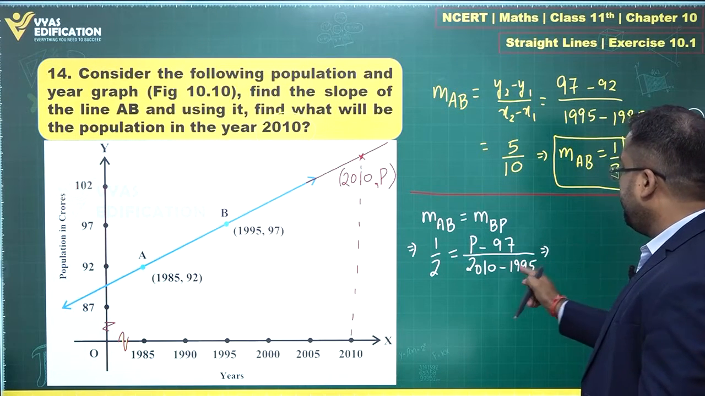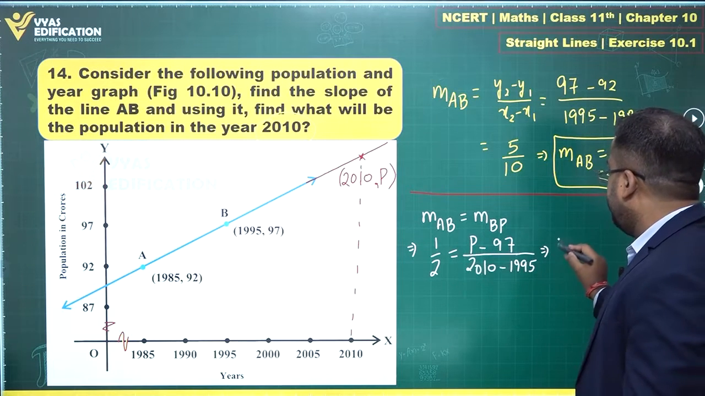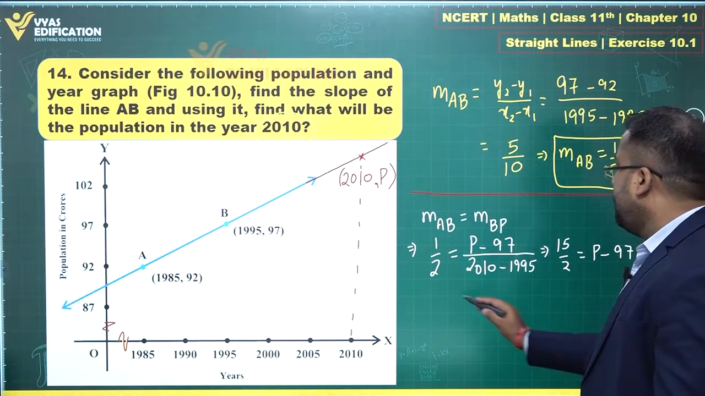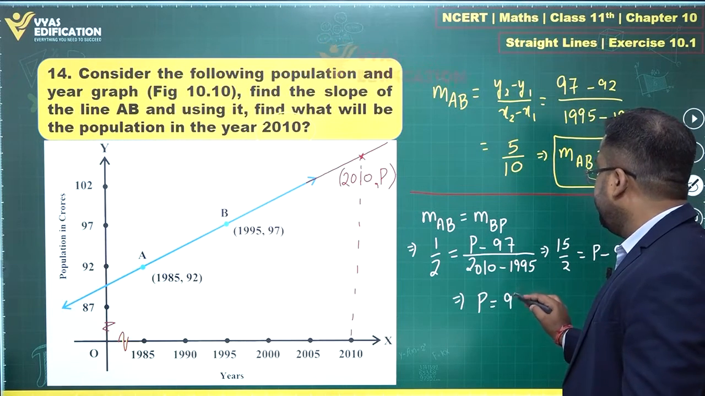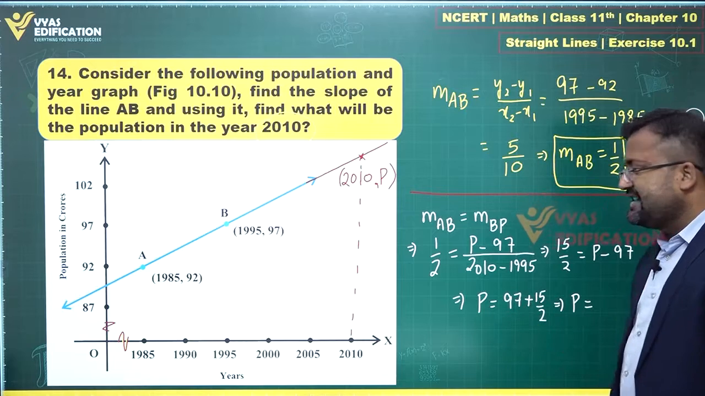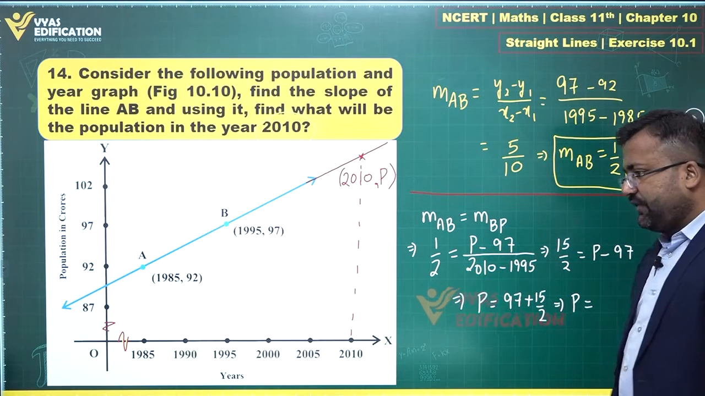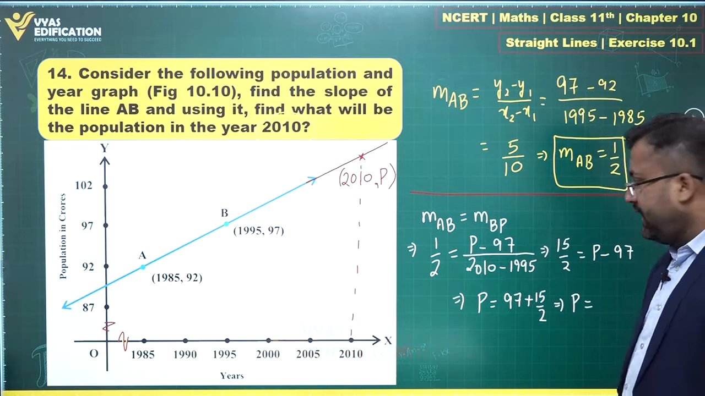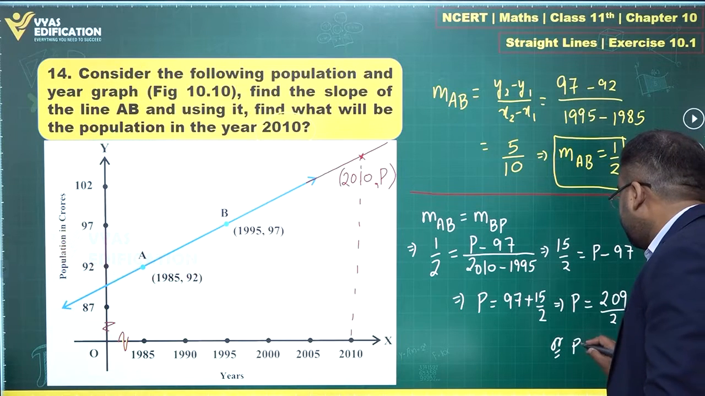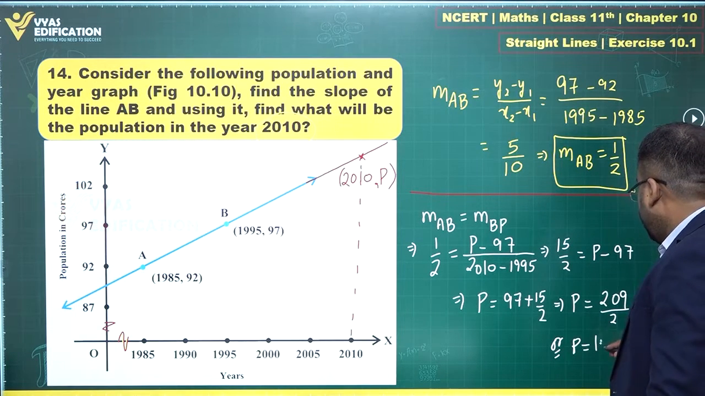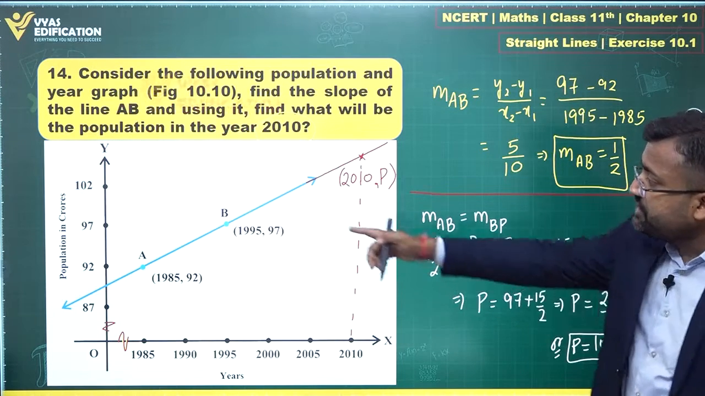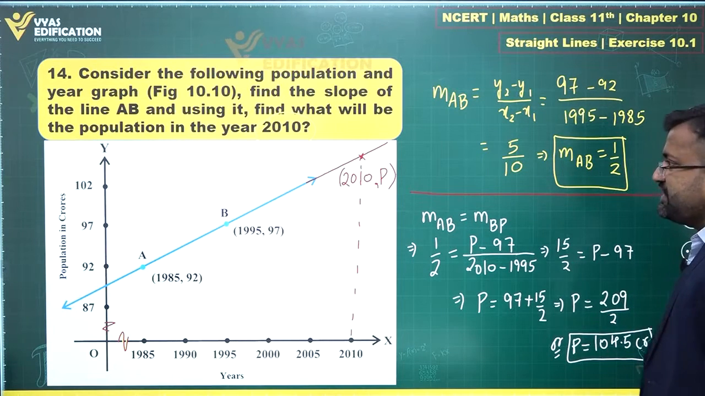And what does that give me? 2010 minus 1995 is 15. 15 comes over here. This is 15 by 2 is equal to P minus 97. And this tells me P is equal to 97 plus 15 by 2, which tells me P is equal to what? 97 times 2 is 194 plus 15 is 209, right? 209 by 2 is what I get, or you can say that P is equal to 104.5 CR. CR is crores, right? Since the population is in crores, this is 104.5 crores.